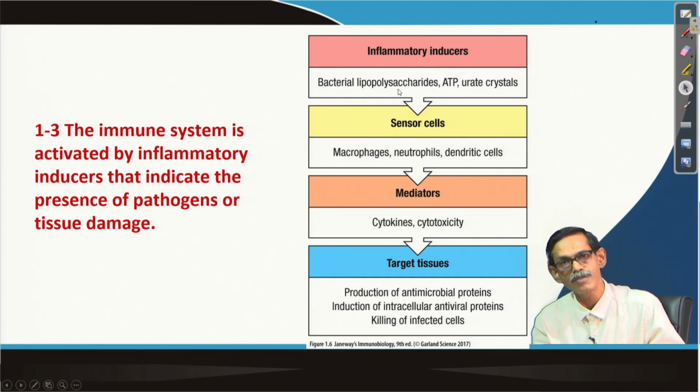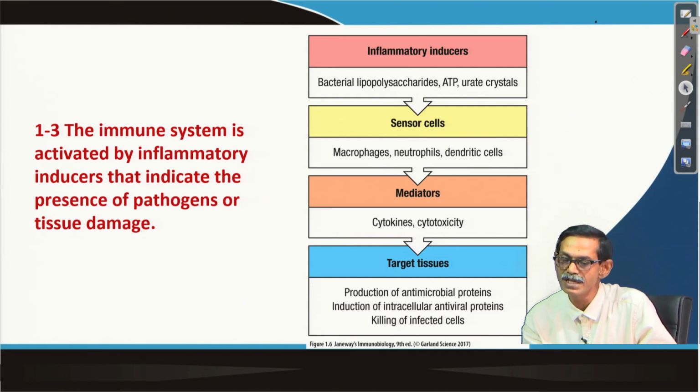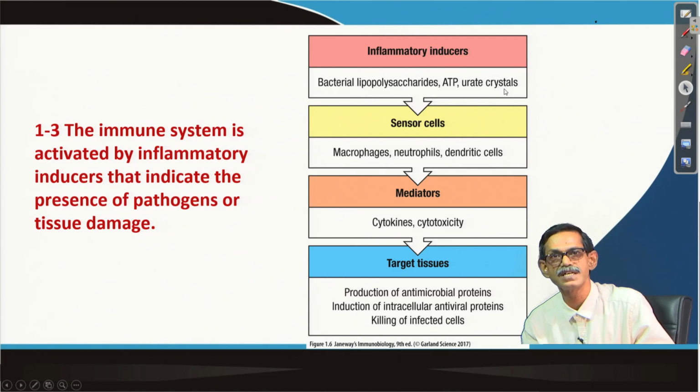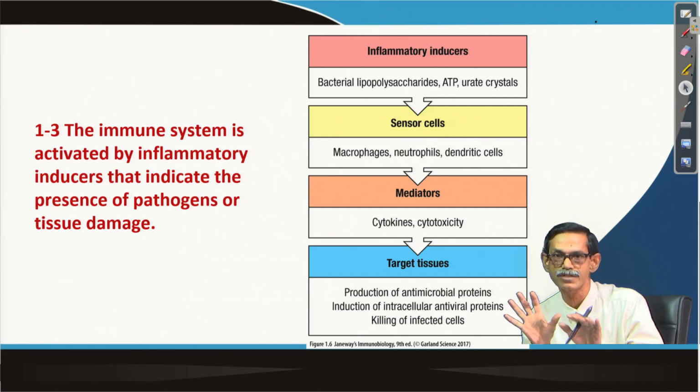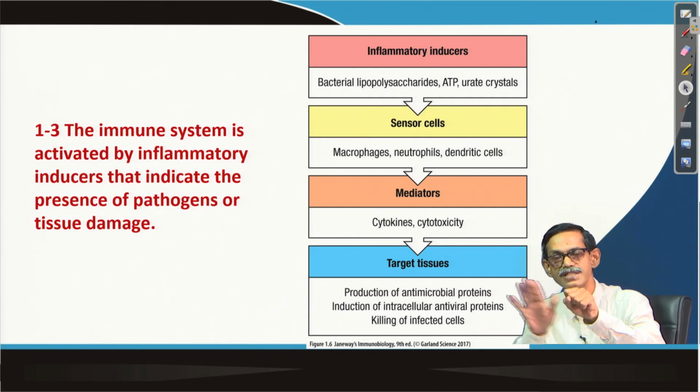Normally, when they phagocytose our normal body cells after death, the immune system is not activated, but when there is an infection, our body can understand which is pathogen and which is non-pathogen. We will come to how. So, with bacterial lipopolysaccharide, ATP, and urate crystals, sensor cells like macrophages, neutrophils, and dendritic cells are the cells which can recognize what is foreign, what are microbes, and they go and eat them and kill them. There are some mediators, and this is how they understand. If one of the cells eats a bacterium, it gets activated and understands that something foreign has come. So, they release some chemicals or proteins which are the mediators, like cytokines and cytotoxicity.